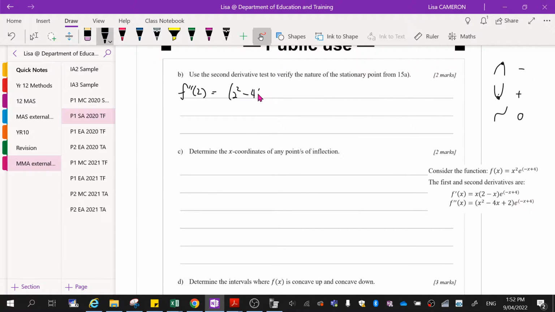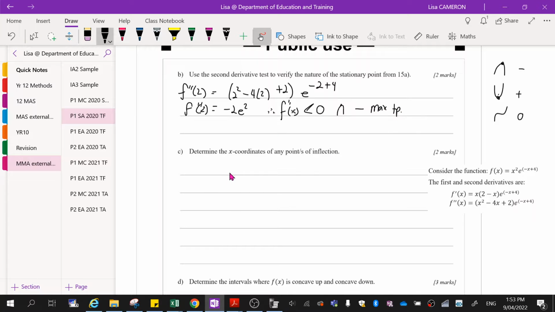2 squared minus 4 times 2 plus 2, e to the power of minus 2 plus 4. That's going to give me 4 minus 8 makes minus 4, plus 2 is still minus 2e to the power of 2. So that's a negative. So the second derivative at that point is negative. Therefore, f''(x) is negative, the little one eats the bigger one. So you could call that concave down, or you could say that it is a maximum turning point.